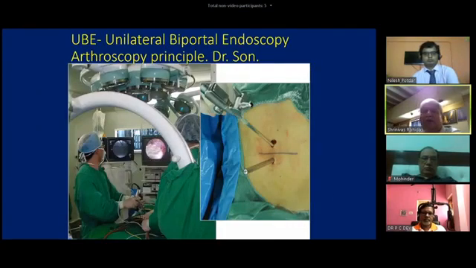Now this is one of the interlaminar approaches. This is UBE, unilateral biportal endoscopy. The main philosopher is Dr. Son. This is Dr. Son. They use two hands. In one hand it is the endoscope and in the other hand it is the instrument. It can be a drill, it can be RF or other instruments. So these are the two ports.